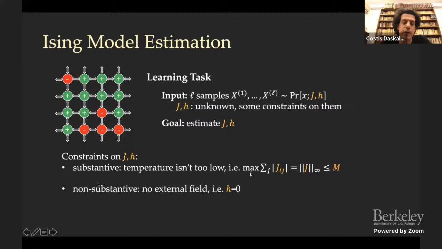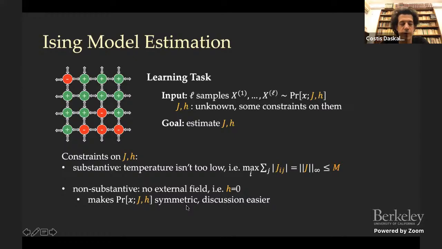If you place no assumptions on the model, then it could be that it's impossible to meaningfully learn it. But let's leave that for a different discussion. The non-substantive assumption that I will make today is that there is no external field. In particular, this implies that the distribution is symmetric. So if you flip all the signs, the probability of X stays identical. It will make today's presentation easier, but what I'm about to describe extends to when you add external fields, as long as you bound them similarly to bounding the interaction matrices.